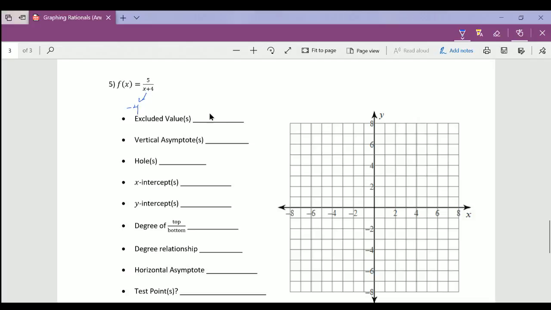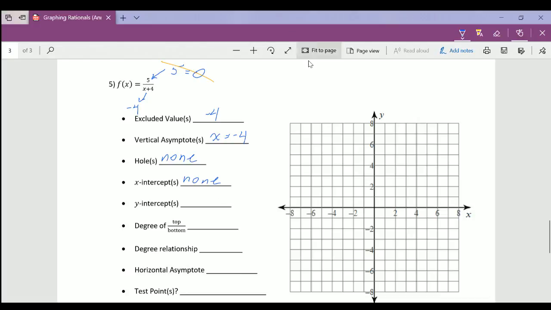is negative 4 as an excluded value, and that is a vertical asymptote, which means there's no hole. None. Okay. The x-intercept is whatever would cause this guy here to become 0. This is never going to happen. So this one has no x-intercept.